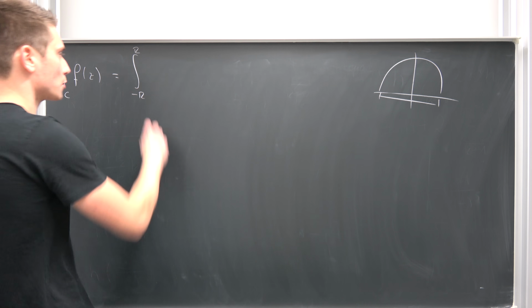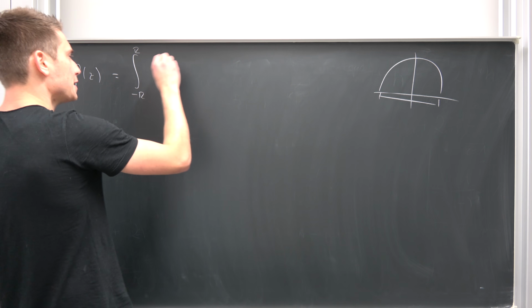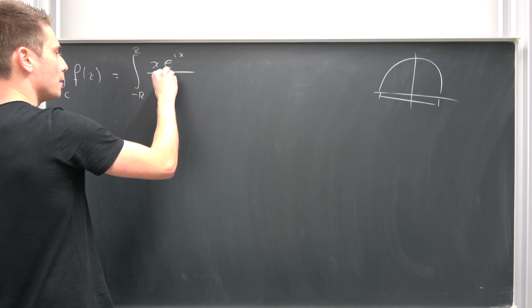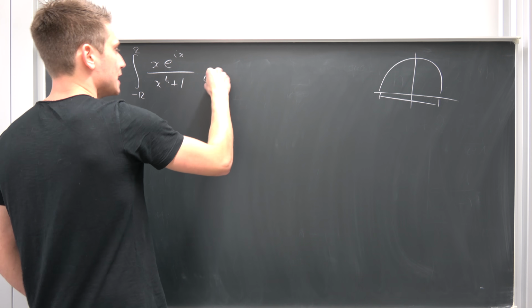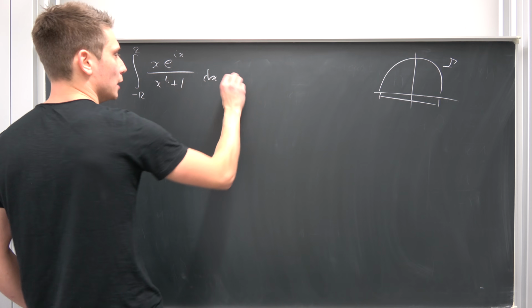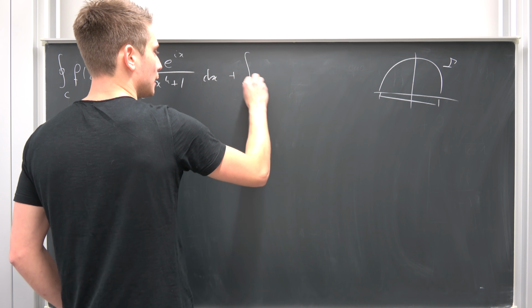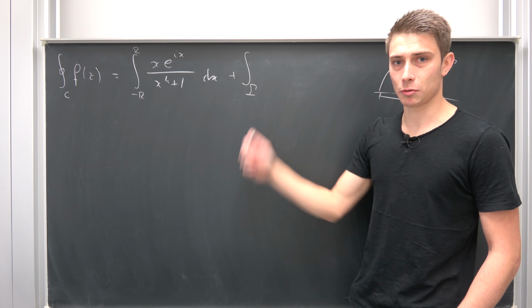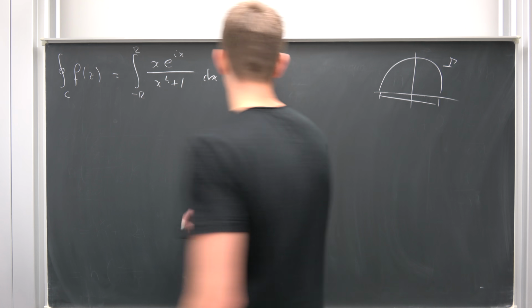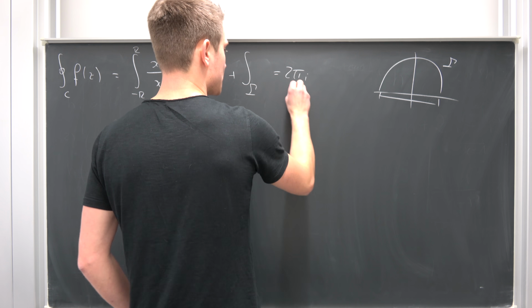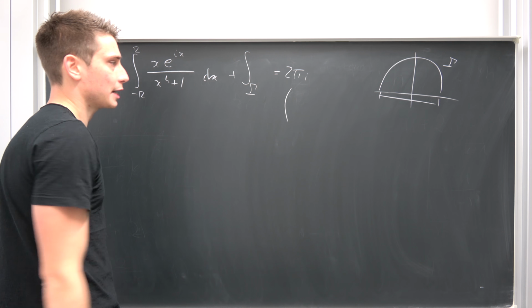It's actually on the real axis, so we can integrate f of x, which would be x times e to the ix over x to the 4th power plus 1 dx. And we also had this contour gamma right here, so plus gamma. And this is equal to 2 times pi times i times the sum of all the residues we have calculated.